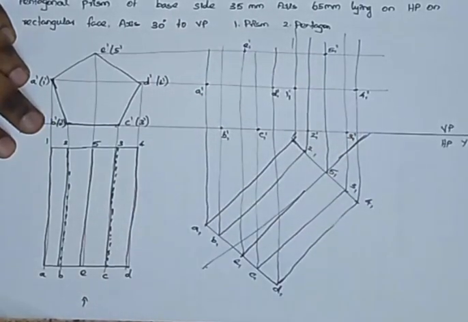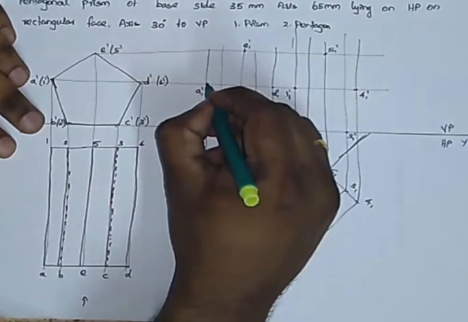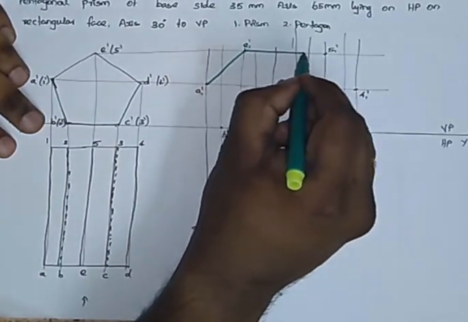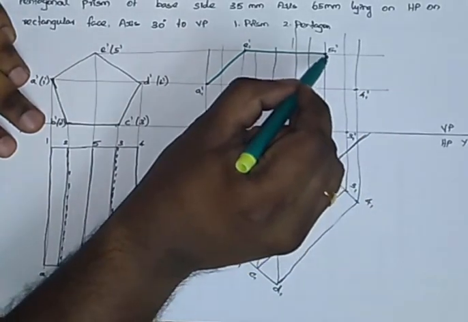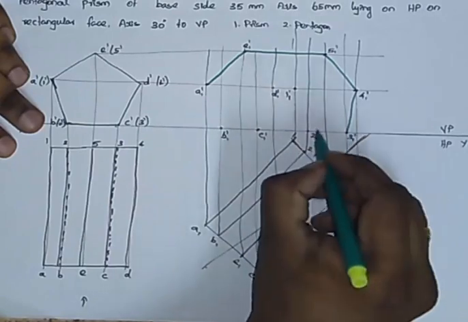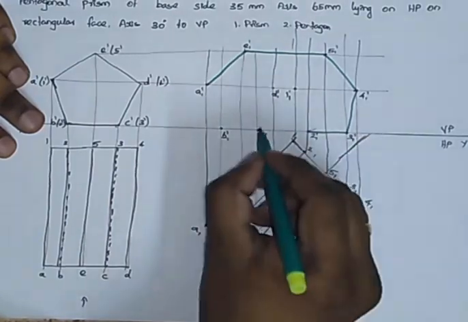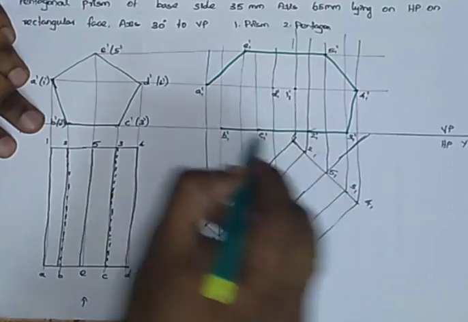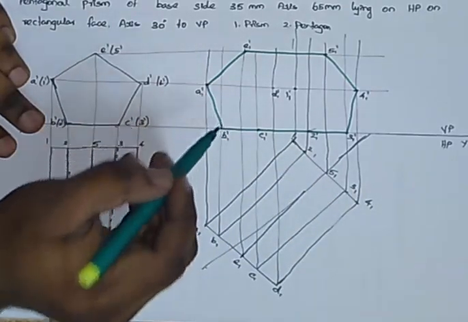Then, to draw the final drawing, what you have to do? You have to first connect all the outer edges. That is, A to E connected, E to 5 connected, 5 to 4 connected, 4 to 3 connected, 2 to 3 connected, 2 to C1 connected, C to B connected, AB connected.